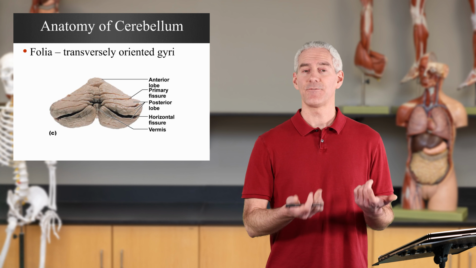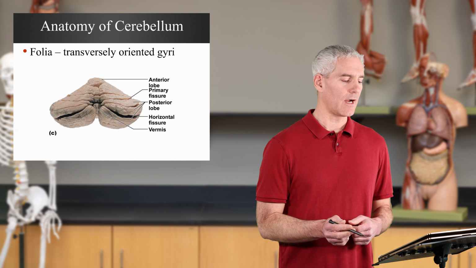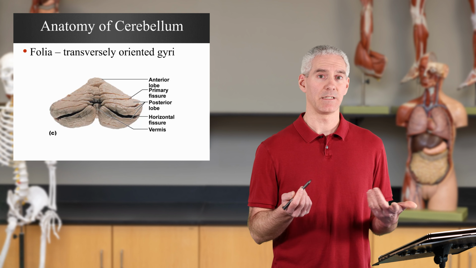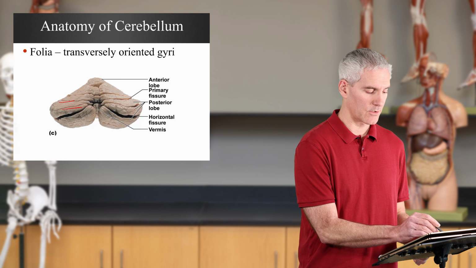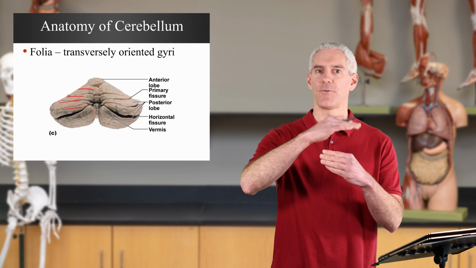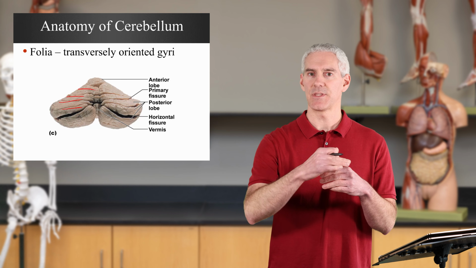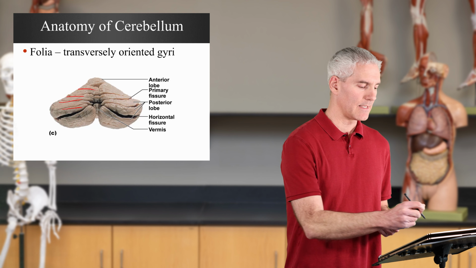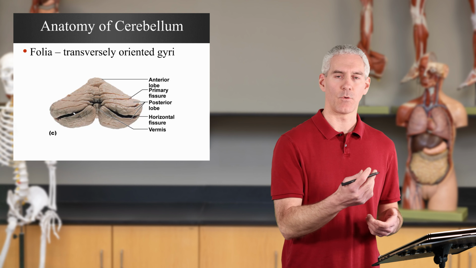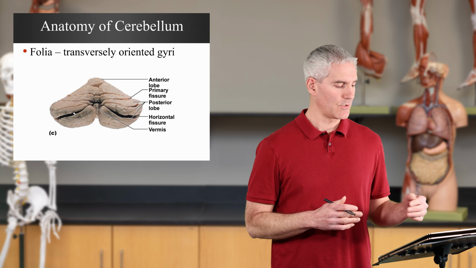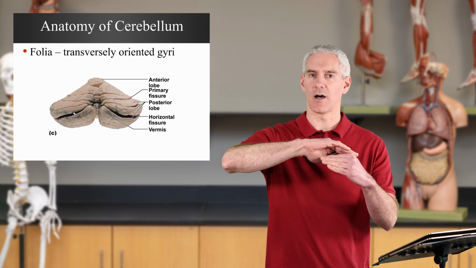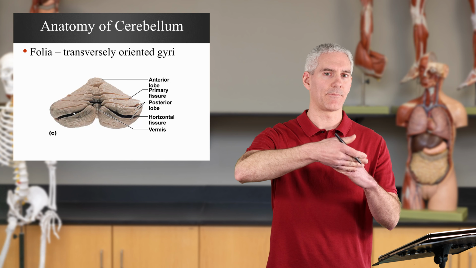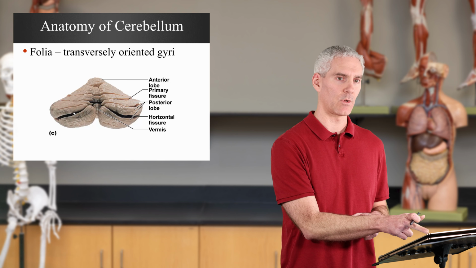Next up is the folia. Now the folia are going to be transversely orientated gyri, which basically means, if you're looking at these lines going across, they're the upfolds. So not the indents, but the parts that are the folds that come out. So a gyri is going to be a fold or an upfold, something that protrudes out. So you have all these little protrusions coming off. So it's not the indents, it's the folds themselves, the upfolds. That's the folia.